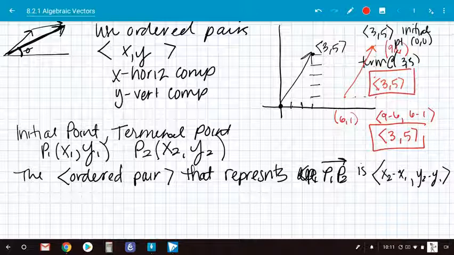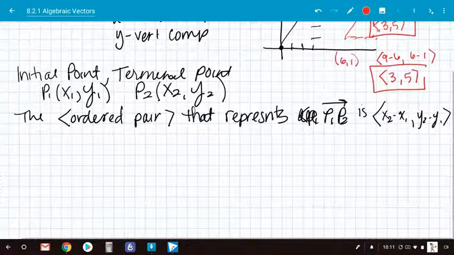So to find them, I think that sometimes the formula is tricky and we don't remember. You can always count these pieces out, like I drew them up here. I counted over 3 and up 5. You can make a triangle out of any of them and count over and up and find the components. So it's kind of nice if you forget the formula.